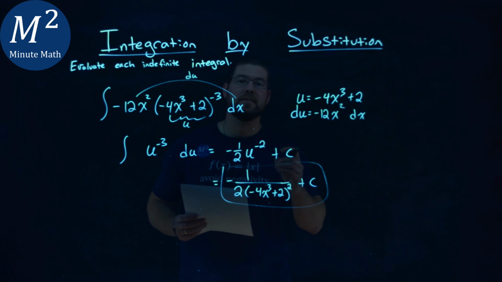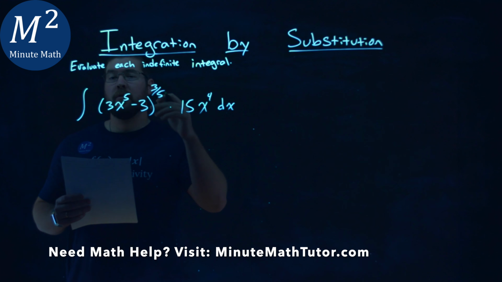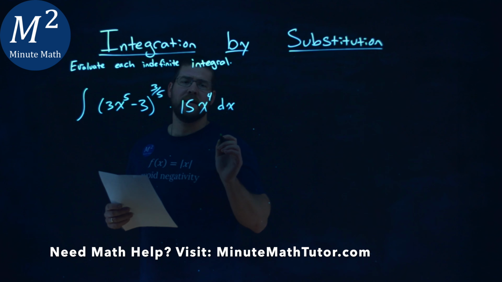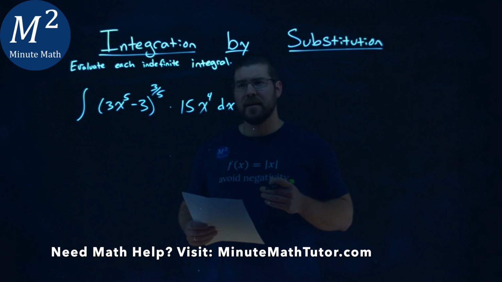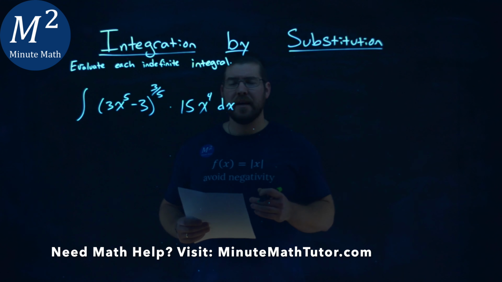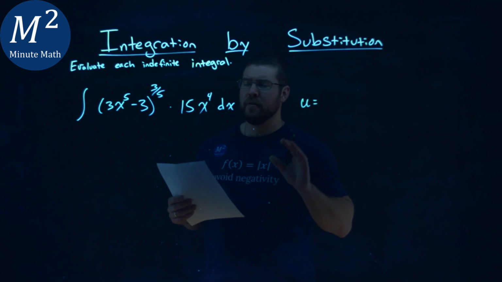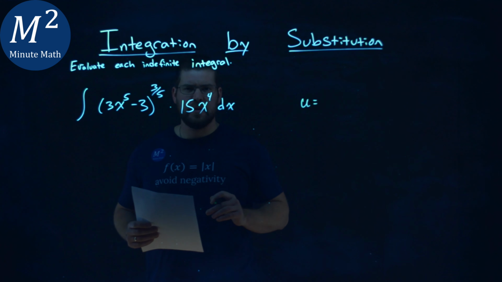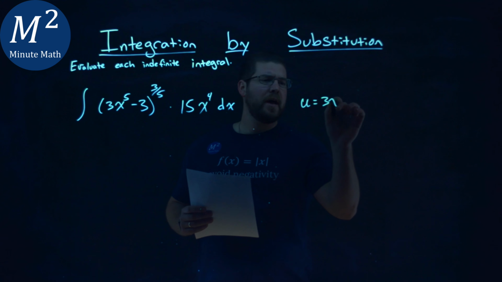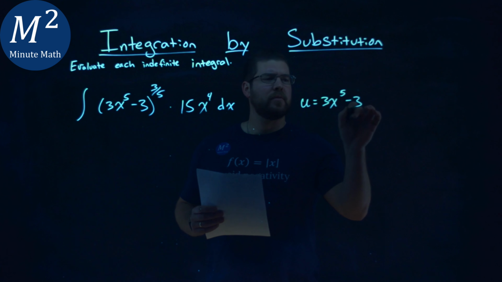We're given this integral right here. The integral of 3x to the fifth power minus 3 to the 3/5 power times 15x to the fourth power dx. And we have to evaluate this indefinite integral. I first want to find a u value. And generally I pick a u value to try first that's inside the parentheses. So let's do that. 3x to the fifth minus 3.